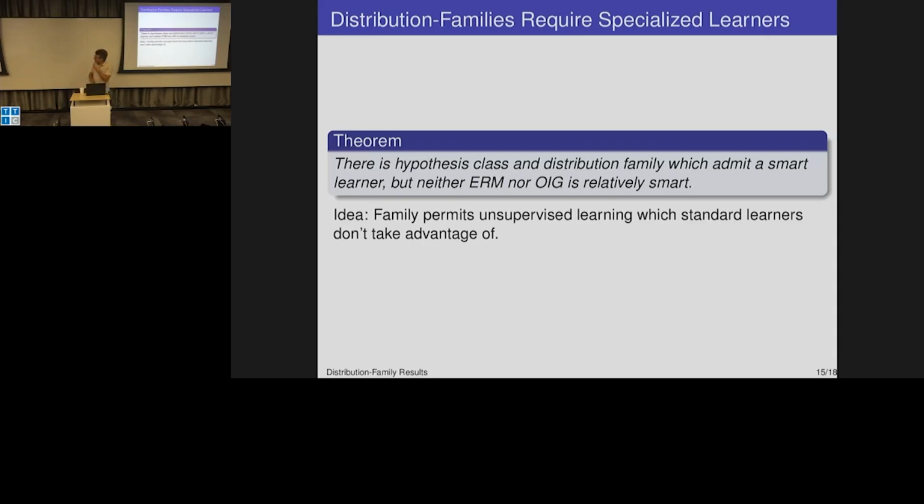More interesting is when you allow more general distribution families. We have a couple of interesting negative results. There is a hypothesis class and a distribution family which has even a smart learner, but neither empirical risk minimization nor one inclusion graph is relatively smart. So what this says is that you can sometimes be smart, but you need a carefully designed learner for the class. The idea here is that the distribution family could be such that you could do some interesting unsupervised learning on it, which these off-the-shelf supervised learners like ERM and OIG don't take advantage of.